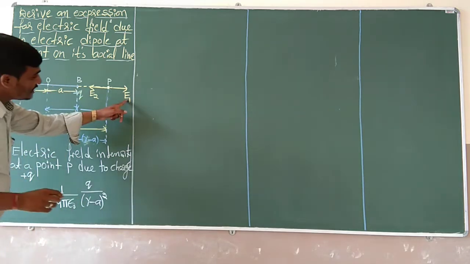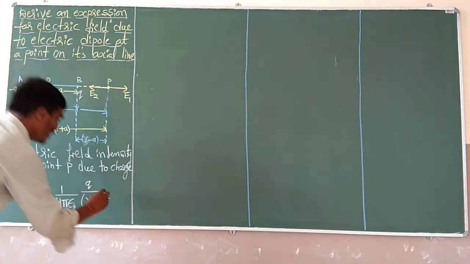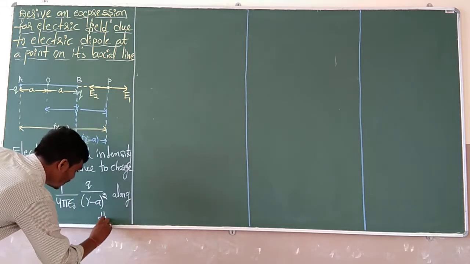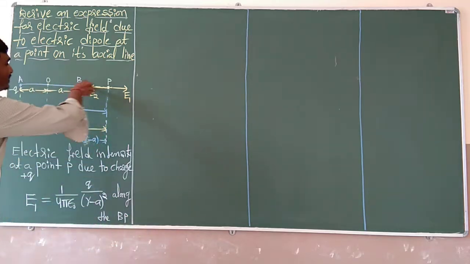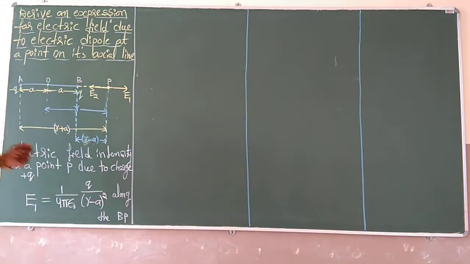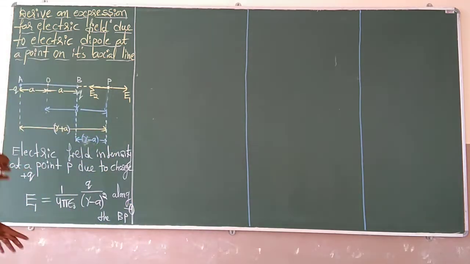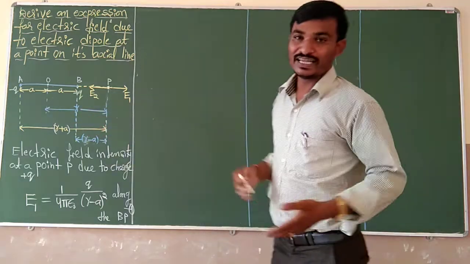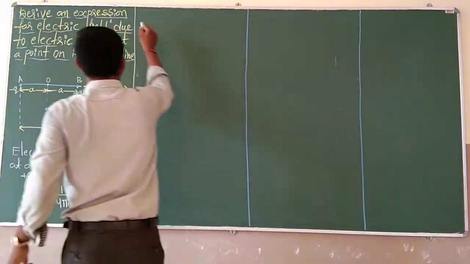So what is the direction of E1? The electric field moves radially outward, along BP. Its direction is along BP. It's moving like this along BP. This is the first equation, equation number 1. Similarly, here I completed it for the positive charge, then the negative charge. Same, we have to write the same thing here.